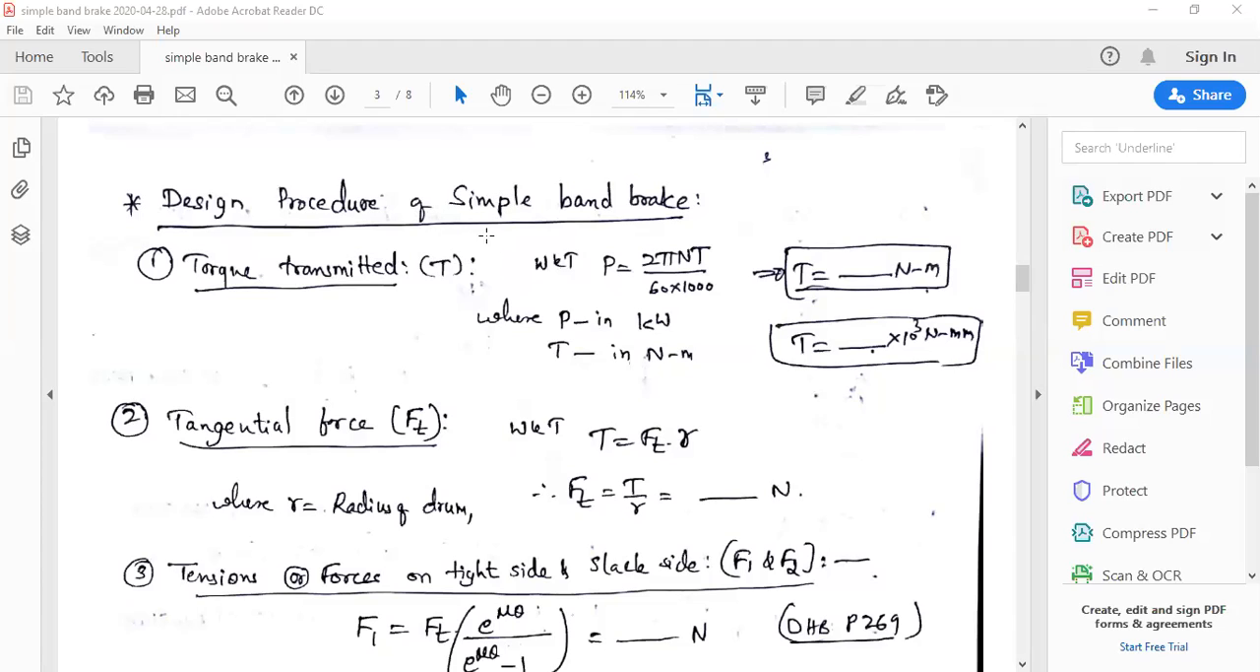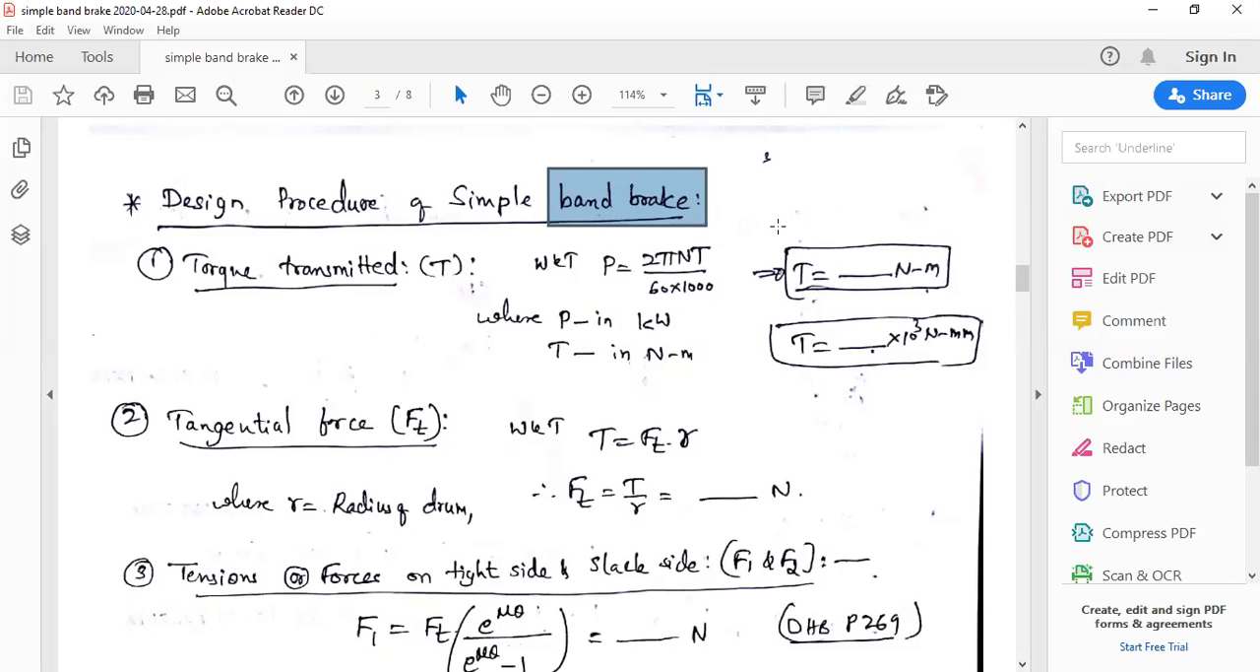So, as we have already come across, what is a band brake? A band brake is a type of brake in which a band, or a flexible band like a belt, is used, which is partially wrapped on a drum. One of the ends of that band is connected to the fulcrum point of the lever, and the other end of that band is connected to the lever.